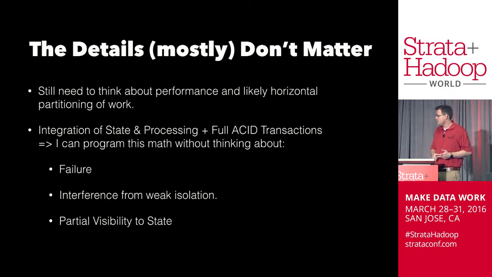And I do have to think about partitioning my work, right? If I've got 100 clusters, it may be that I need to think a little bit about how I'm going to partition that work. But the things I don't have to think about, I don't have to think about failure management. I don't have to think about interference from weak isolation, right? I can just write the code for the math. And if I think this is going to work in a partitioned scenario with reasonable performance, then I don't have to worry about all this other stuff. It's never going to fail in the middle of an equation. It's going to do the whole equation or it's not. And I don't have to worry about as much partial visibility of state, right? If one of my nodes fails and I only see half the data, am I making a decision based on half the data? I don't have that situation.